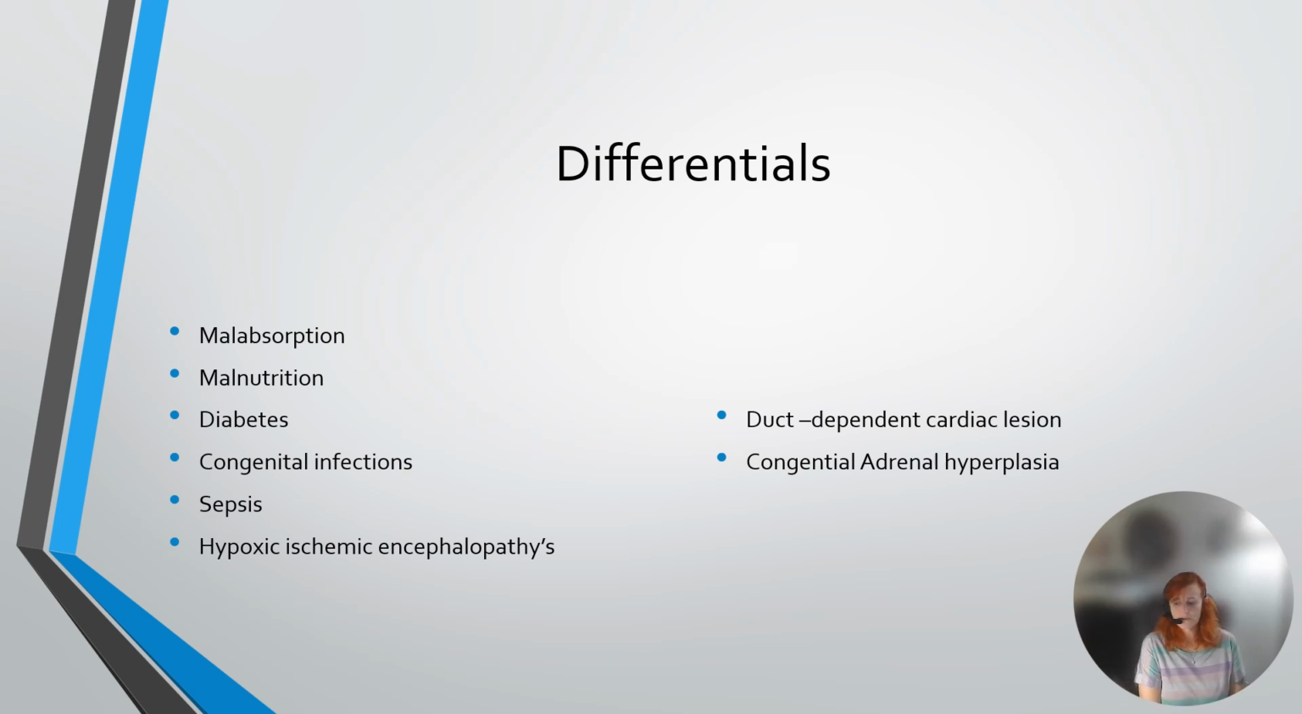Some of our differentials, as we go through and we see, you're going to have your malabsorption, malnutrition, diabetes, some congenital infections that's causing sepsis, because you've got the jaundice, and hypoxic ischemic encephalopathies. Again, they're going to have that if they have that elevated ammonia level. Another differential is your duct-dependent cardiac lesion or congenital adrenal hyperplasia. So we all know what our adrenal glands do, so it could be something going on in that whole process. These are just some common differentials. There are actually a whole lot more because it really is dependent on the IEM.